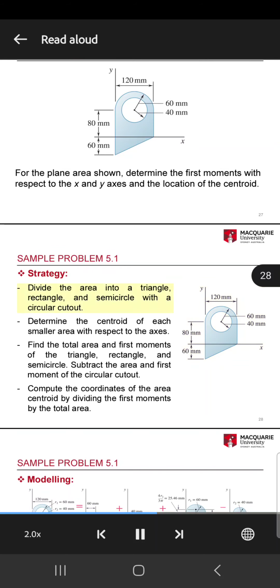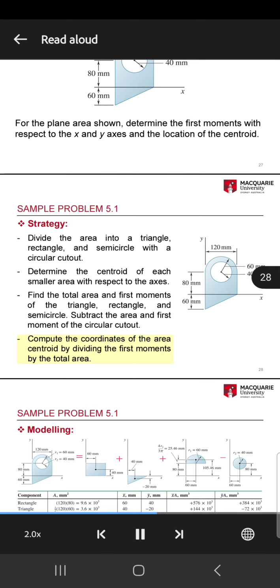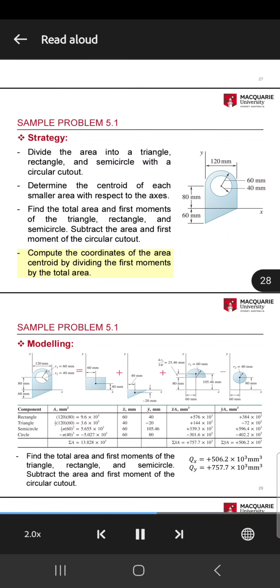Strategy. Divide the area into a triangle, rectangle, and semicircle with a circular cutout. Determine the centroid of each smaller area with respect to the axes. Find the total area and first moments of the triangle, rectangle, and semicircle. Subtract the area and first moment of the circular cutout. Compute the coordinates of the area centroid by dividing the first moments by the total area.